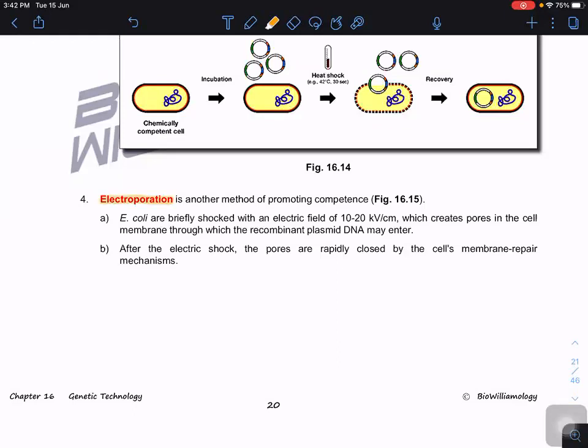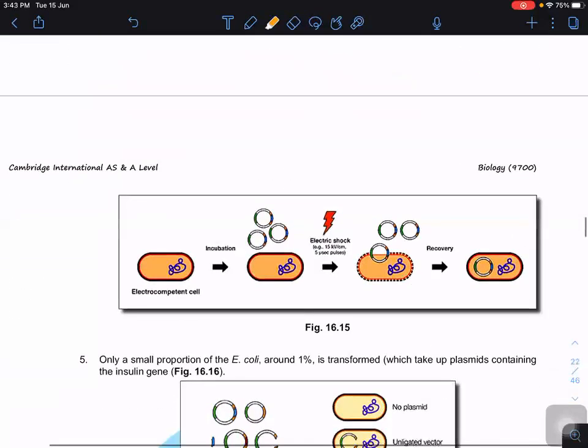Okay, we use an electric field, an electric shock in this case, to make a pore at the cell's membrane. Are you clear? So we're going to create a pore at the cell's membranes. Again, you can see that with this electric shock, we will be able to get the plasmid to enter into the host cells.